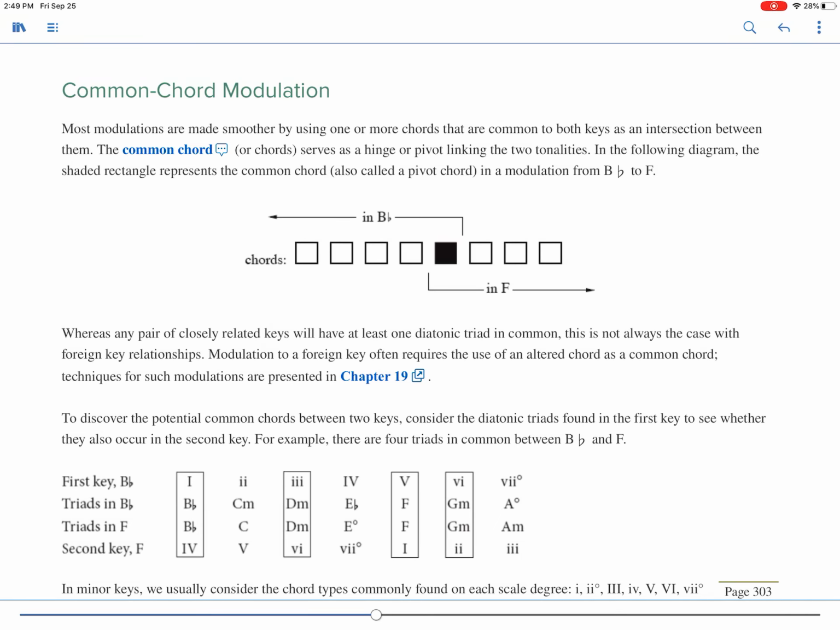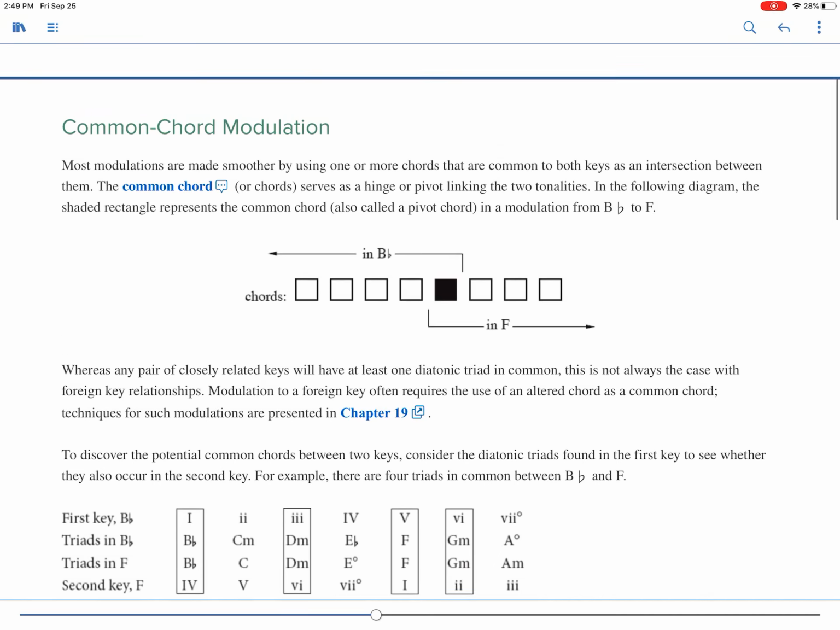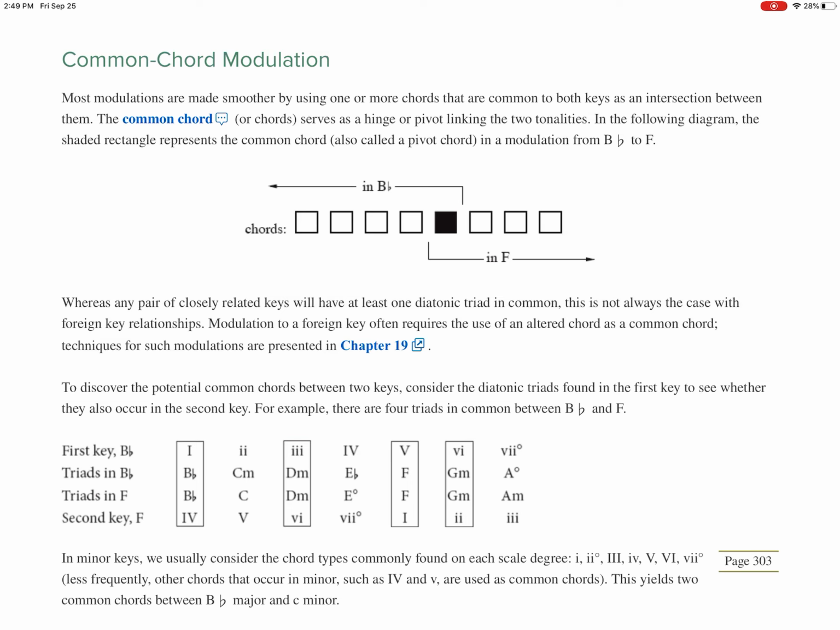Music Theory 3. This is part 2 of our Introduction to Common Chord Modulations, and here we are in the textbook. This is page 302, starting on the common chord modulation. So we talked a lot about key relationships in our previous video, and I gave an example of a common chord modulation that we're going to look at right at the end of this video.